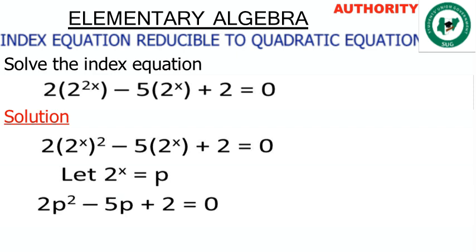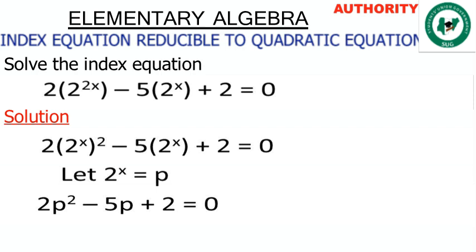Now let's see how it will look. We'll have 2p. You discover that this is having a square, right? It will now give you 2p squared minus 5p plus 2 equal to 0. Yes, you just discovered that this is exactly a quadratic equation. Alright, now let's go and solve this. In solving this, let's just use the factorization method.